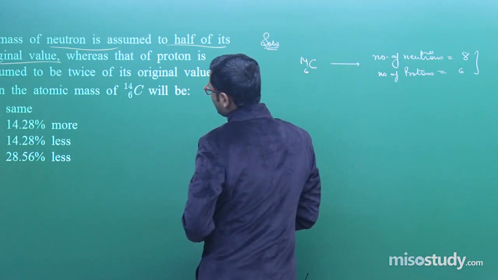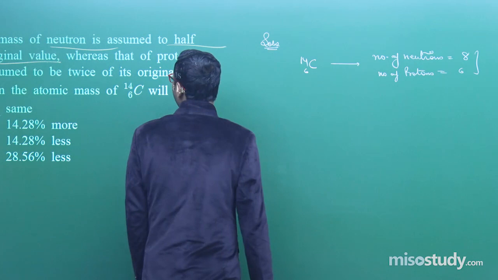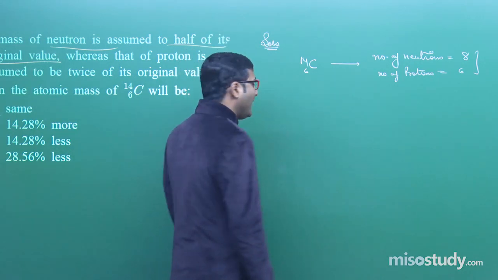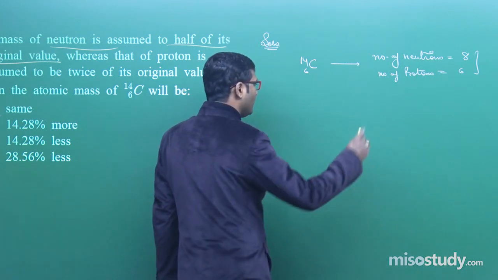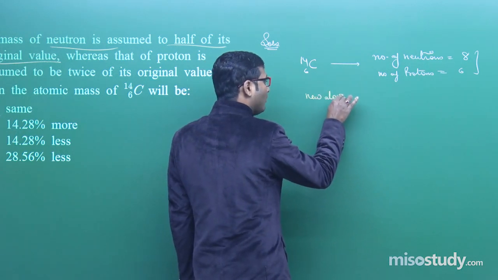Now according to the question, what is given: if the mass of the neutron is assumed to be half of its original value, and the mass of the proton is assumed to be twice its original value. So now we can say what is the new atomic mass.